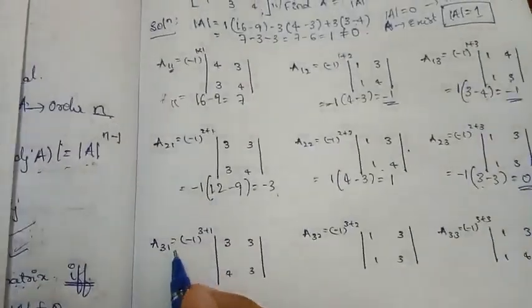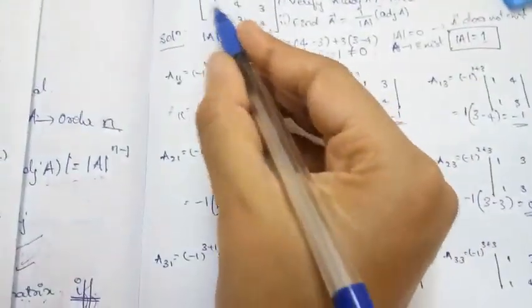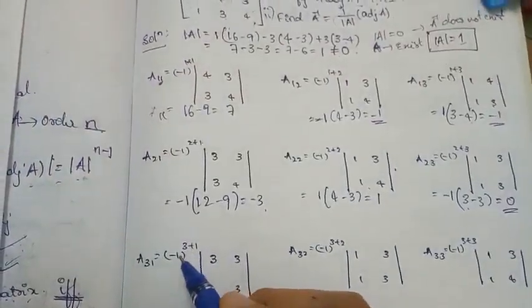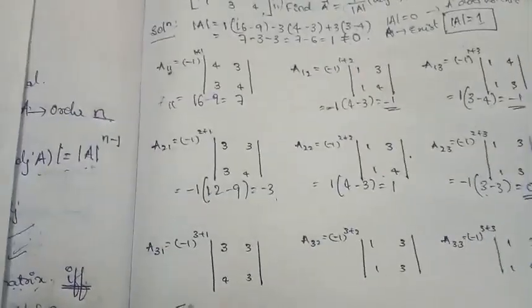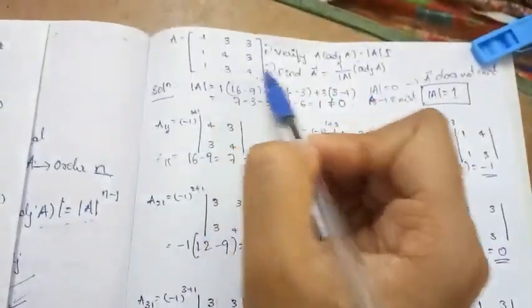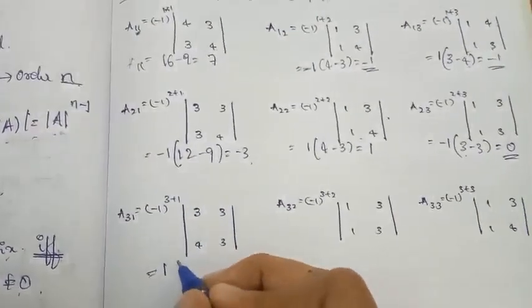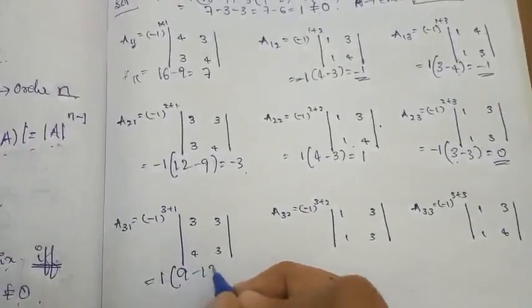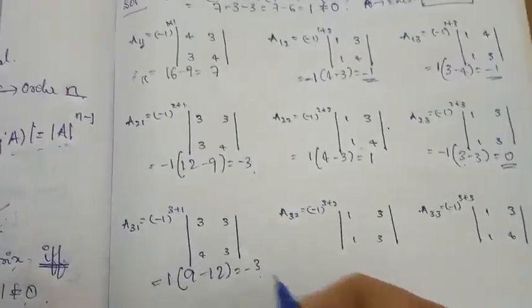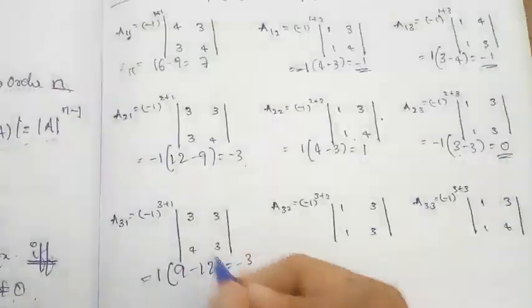The next is A31, this one element. So deleting, (-1) to the power 3 plus 1, it is 1. Deleting the row and column containing that element, the remaining elements are 3, 3, 4, 3. So that is nothing but 9 minus 12, which is equal to minus 3.